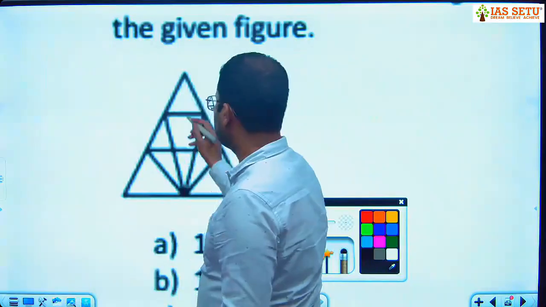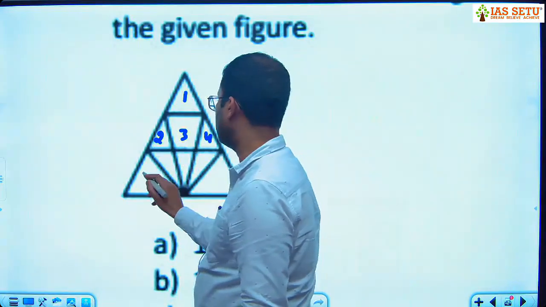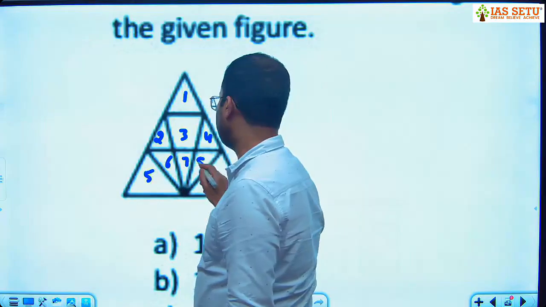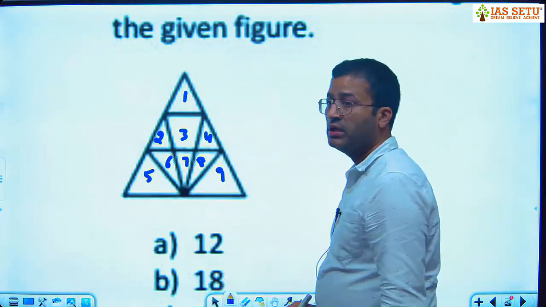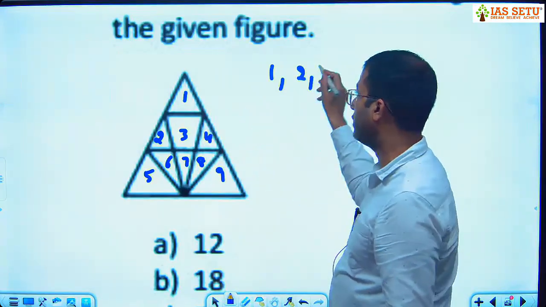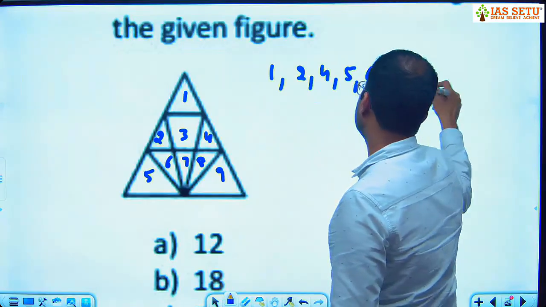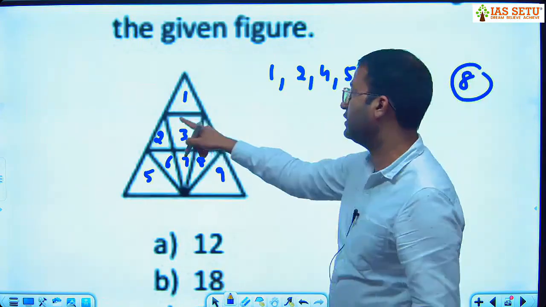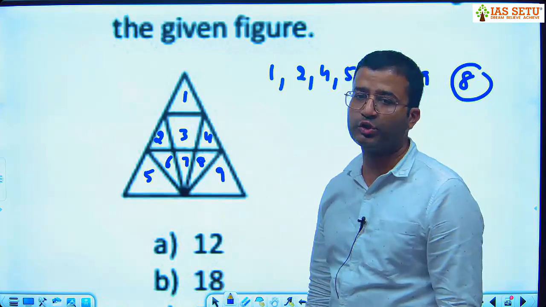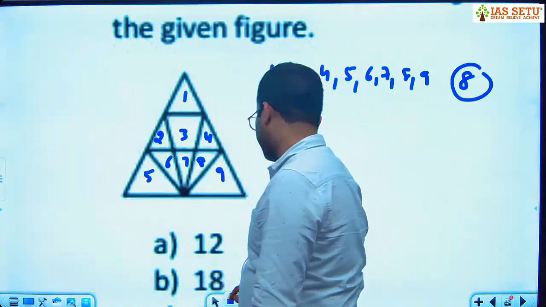I put numbering like 1 2 3 4 5 6 7 8 9. Single triangle. 1 is a triangle, 2 is a triangle, 3 is not a triangle, 4 is a triangle, 5 6 7 8 9. So there are 8 single triangles except 3. 3 को छोड़ के बाकी सारी triangle. Then be careful, 2 numbers at a time.